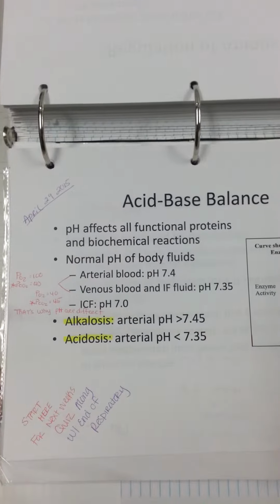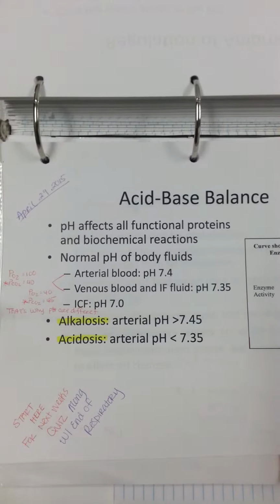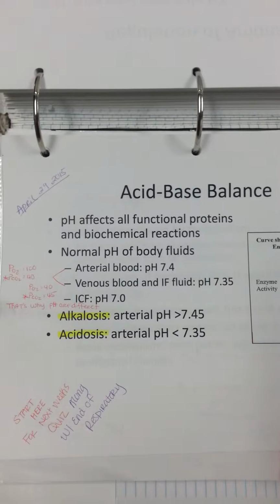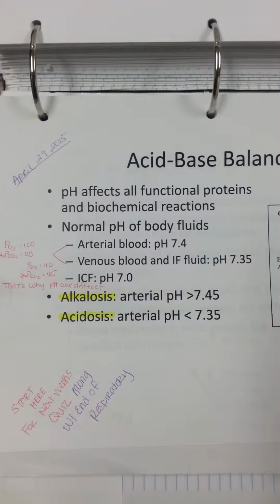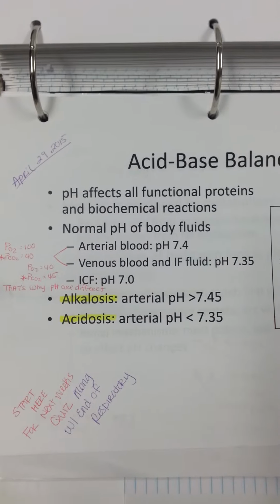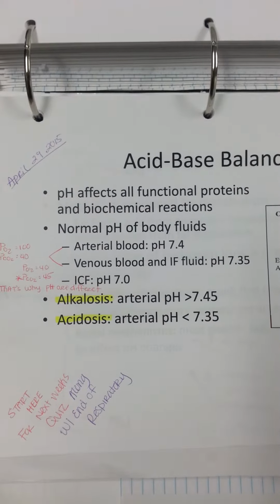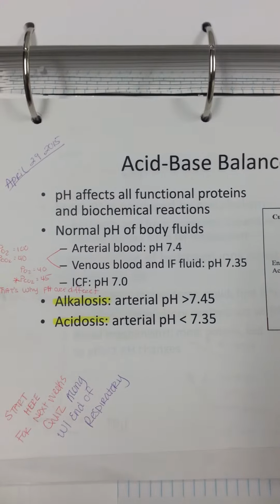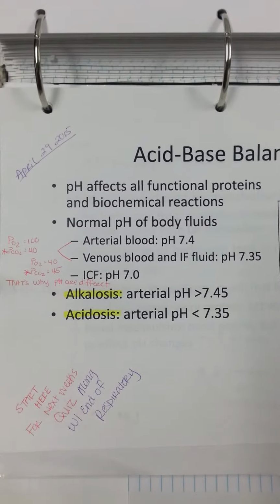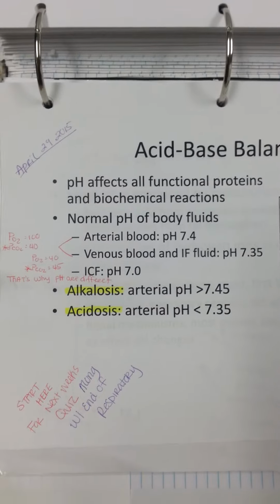This is how I study acid-base balance. pH affects all functional proteins and biochemical reactions. Normal pH of body fluids: arterial blood is 7.4 in pH. Venous blood and interstitial fluid is at a pH of 7.35. ICF is at a pH of 7.